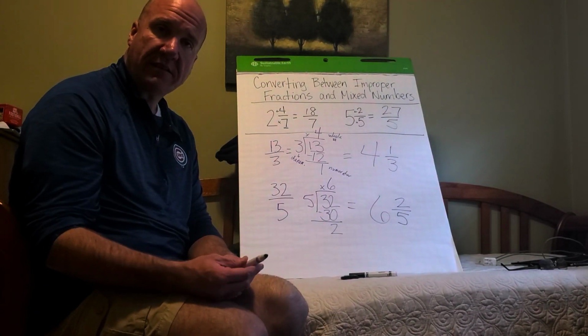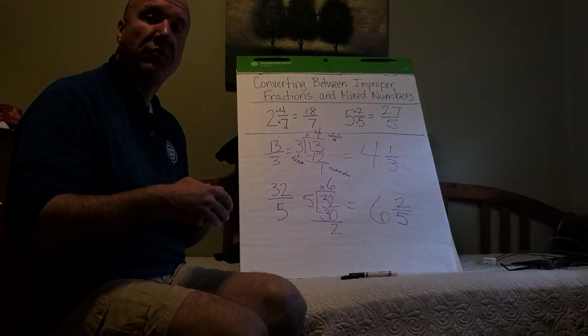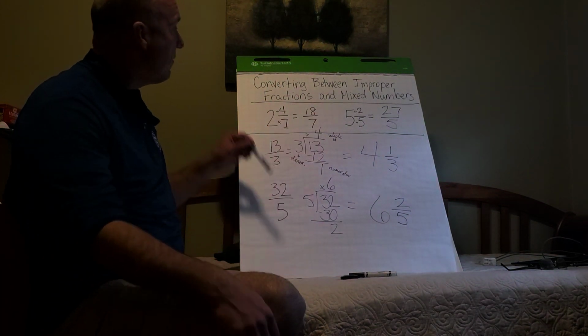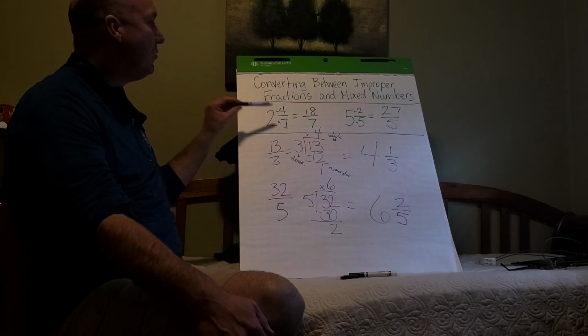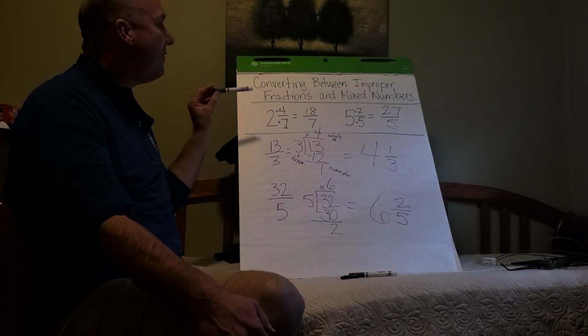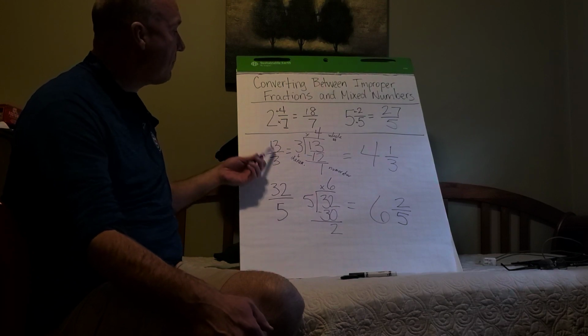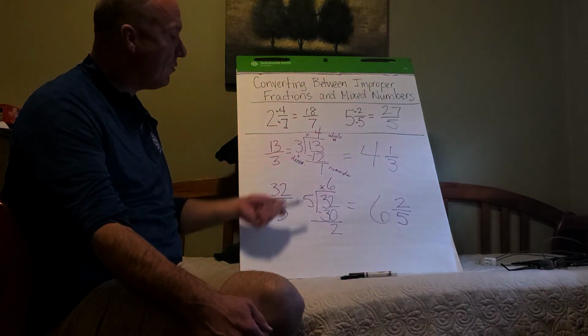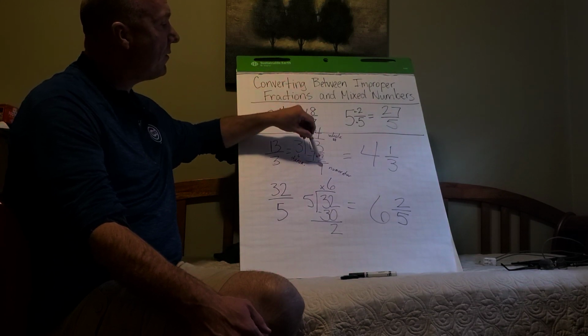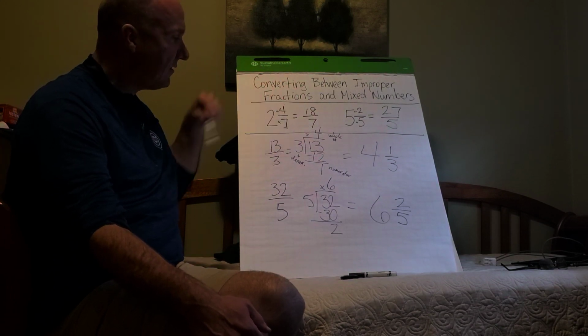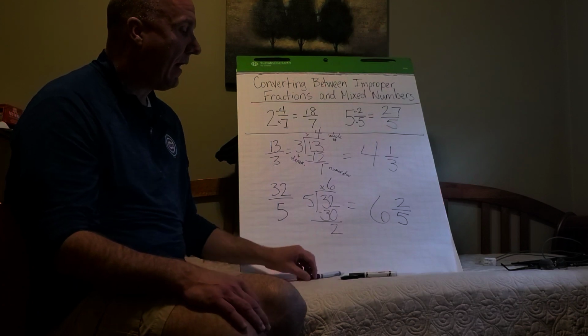On IXL assignment P24, you will have to do both kinds of these problems. Remember, from a mixed number to an improper fraction, you multiply and then add. And then when you do from an improper fraction to a mixed number, we do a division problem, knowing the quotient is our whole number, the remainder is the numerator, the divisor is the denominator.